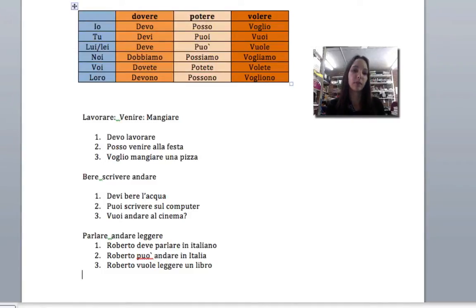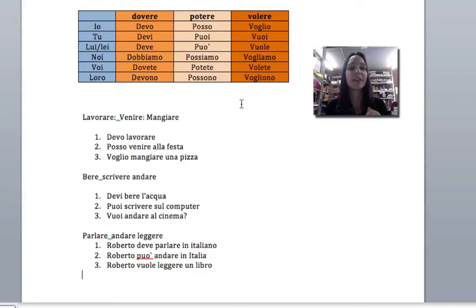And so forth for all the other people. So I'll just do one example for everyone else. Say we want to eat, we have to eat. Noi dobbiamo mangiare. You all can drink water. Voi potete bere l'acqua. And they want to dance. Loro vogliono ballare.